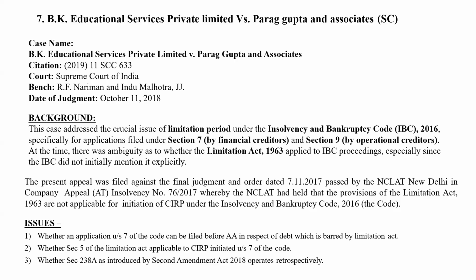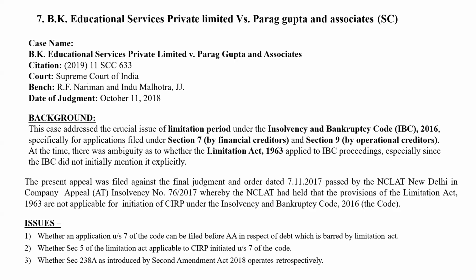So the present appeal was filed against the final judgment and order dated 7th of November 2017 passed by the NCLAT New Delhi in company appeal, whereby the NCLAT held that the provisions of the Limitation Act are not applicable for initiation of CIRP. Because when IBC initially came, nothing was written about the Limitation Act. Many people interpreted that the 3 years would be counted from when IBC came, not from when the default happened.